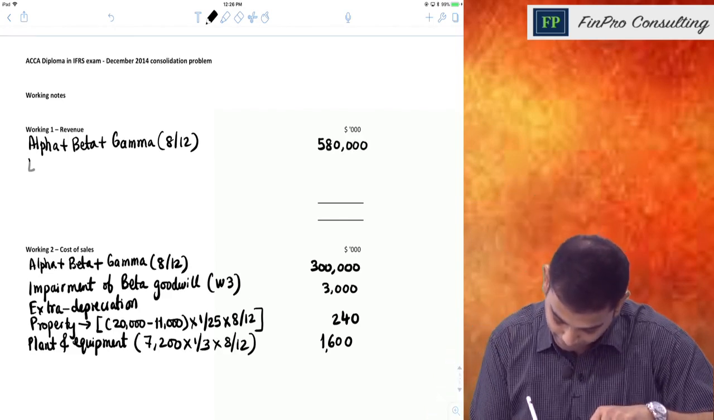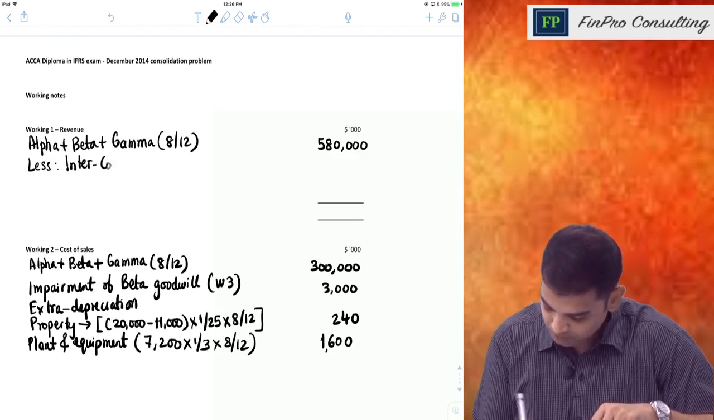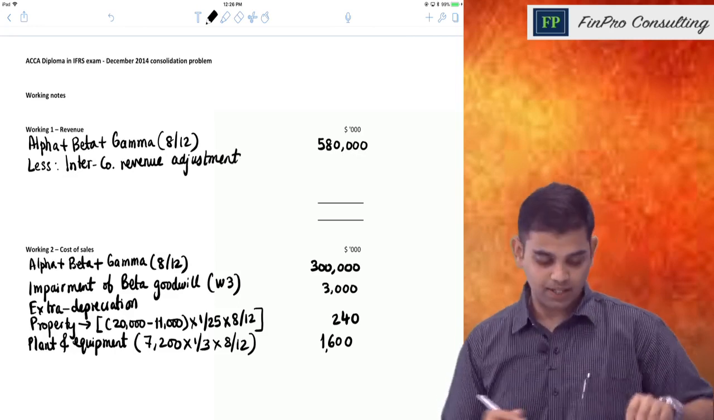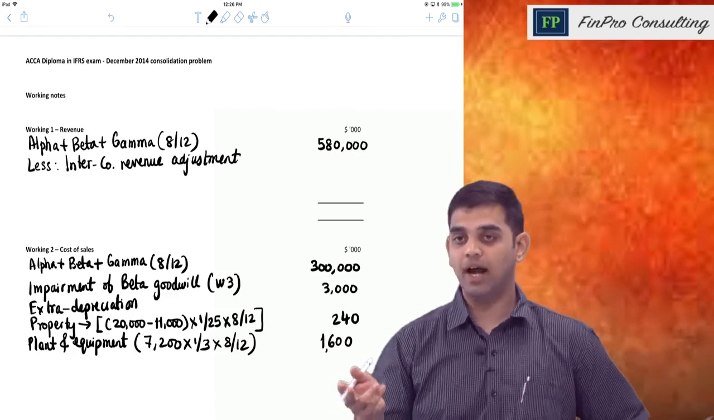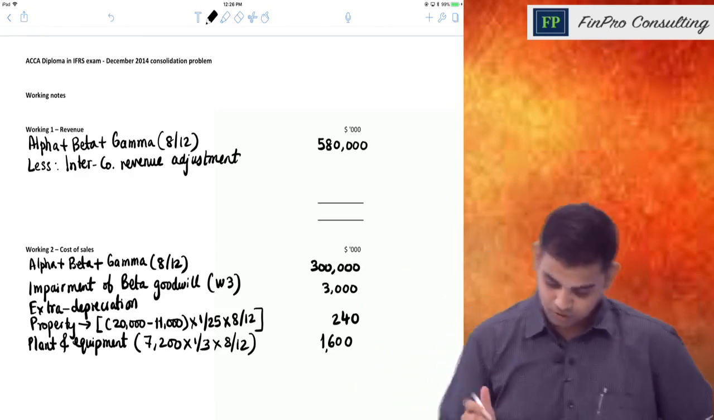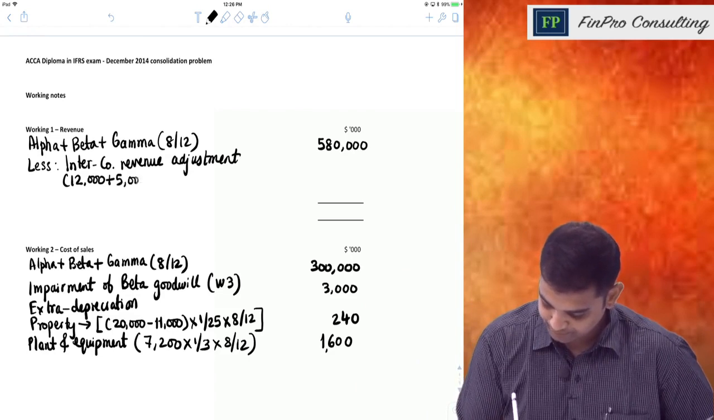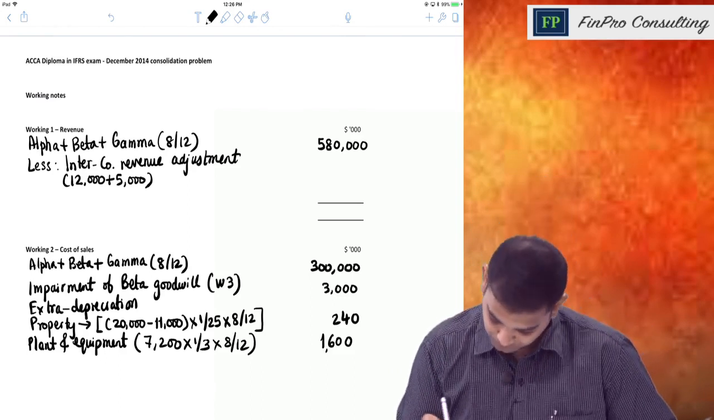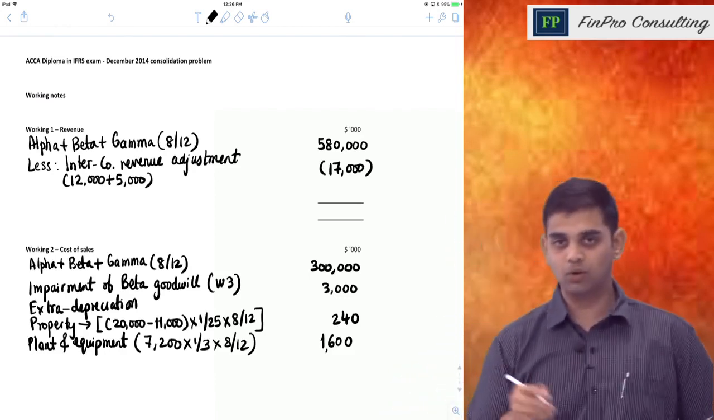Less intercompany revenue adjustment. What is my total revenue? I mean, what is the adjustment for revenue? So it will be 17,000 because now both are subsidiary companies and everything is post acquisition. So it will be 12 plus 5. 17,000 plus or minus? Minus. I have to reduce the revenue. So less 17,000. Don't take total. We'll take at the end.